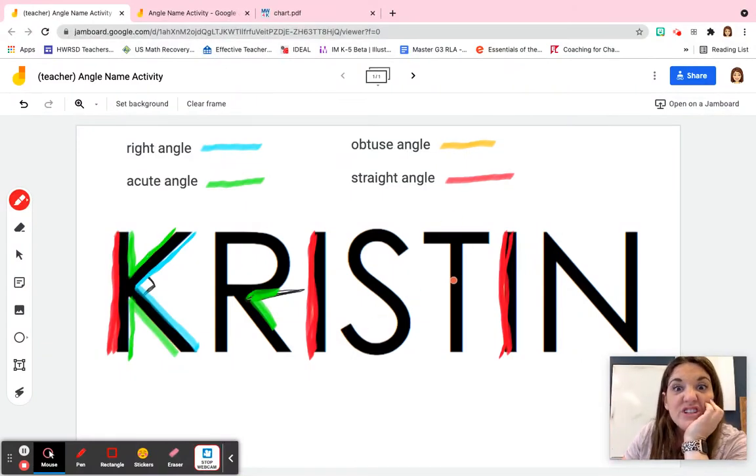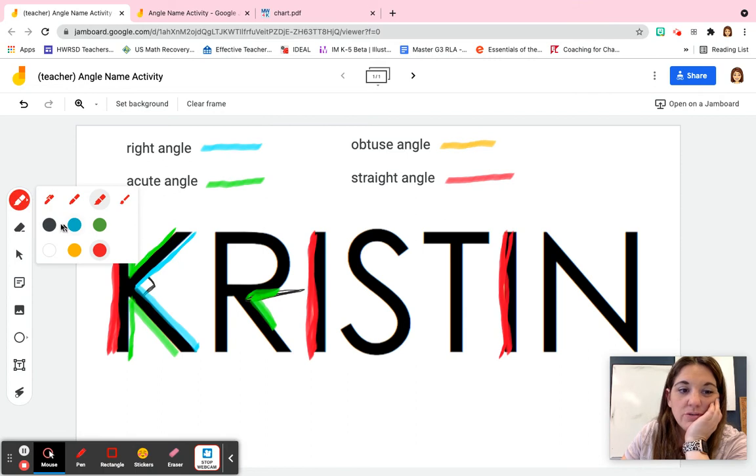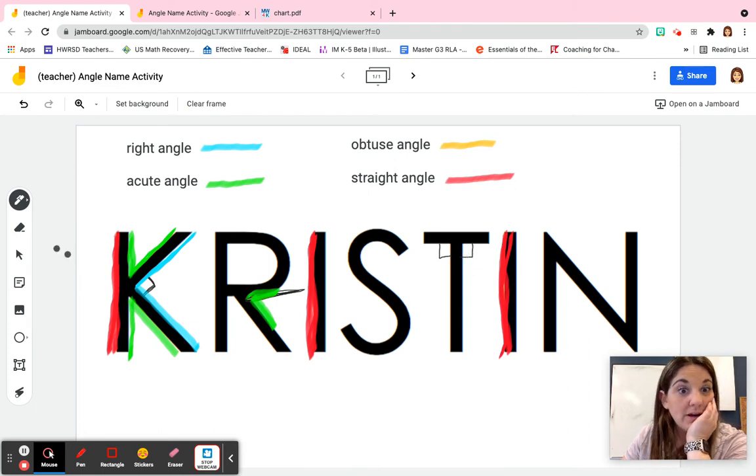And I'm going to come over to the T. Oh, the T is simple. Look what I have on the T over here. I have a little square on this side and a square on this side. What do we call those angles? We call them right angles. So let me grab my blue. And I don't have to go all the way down the T. I'm just going to do part of it just to show that those are right angles.